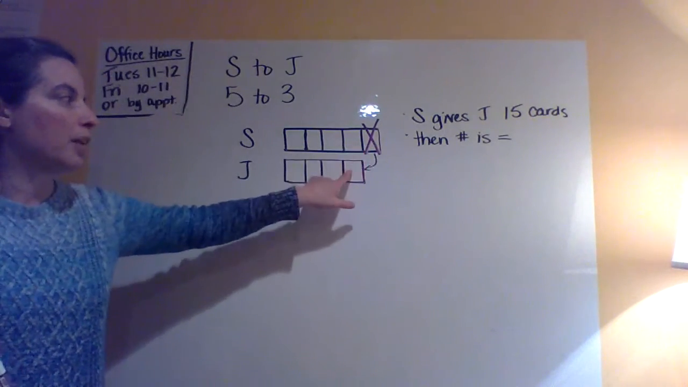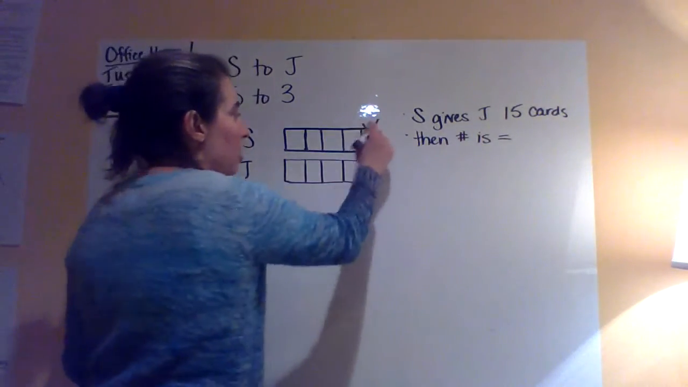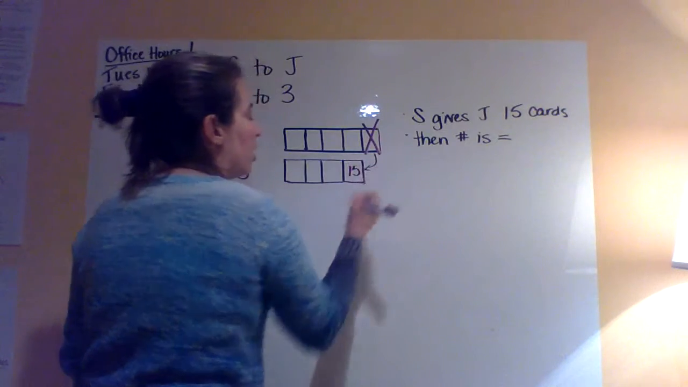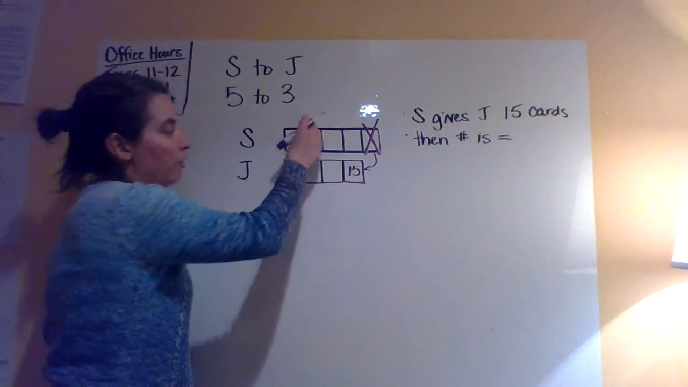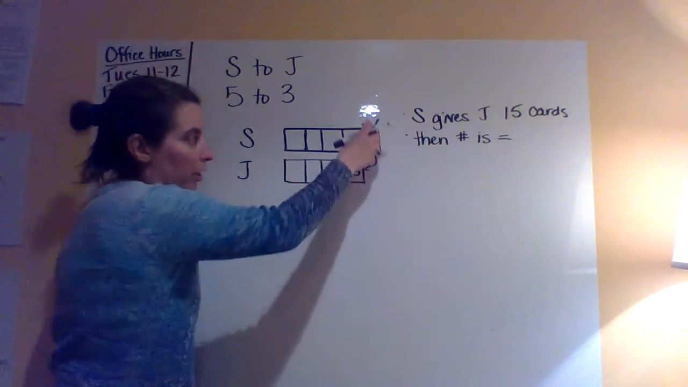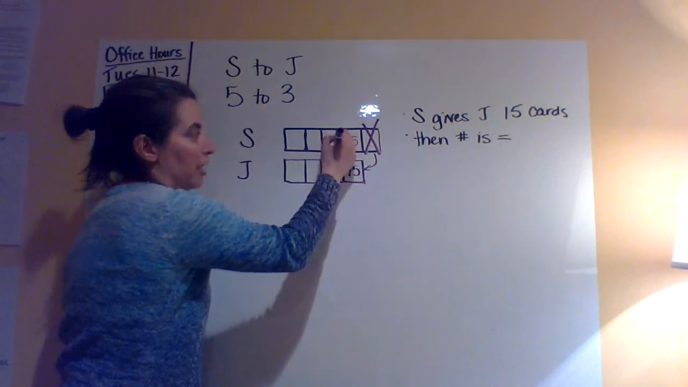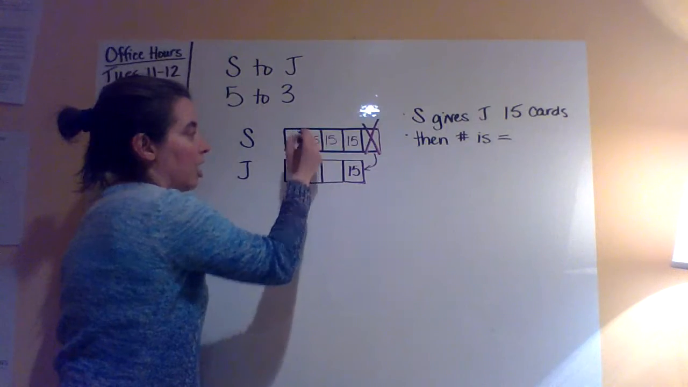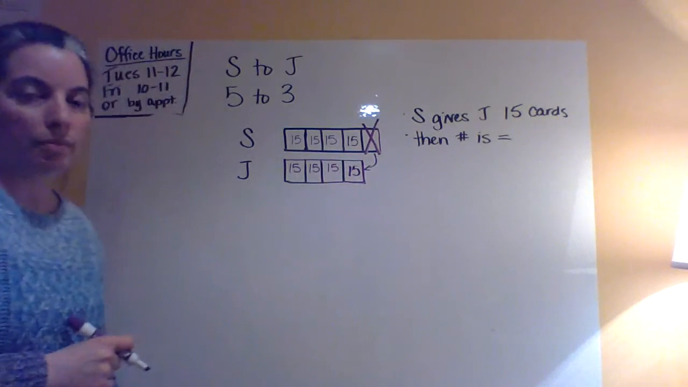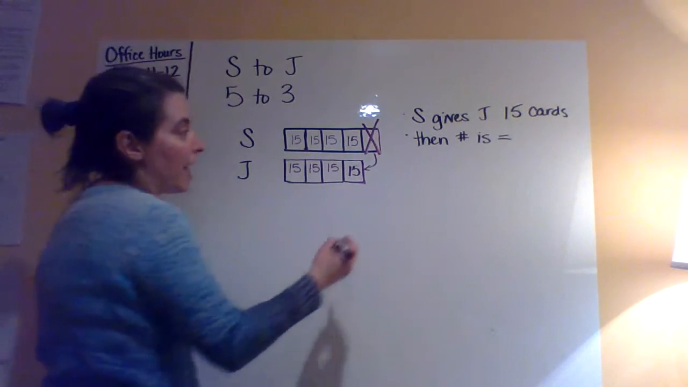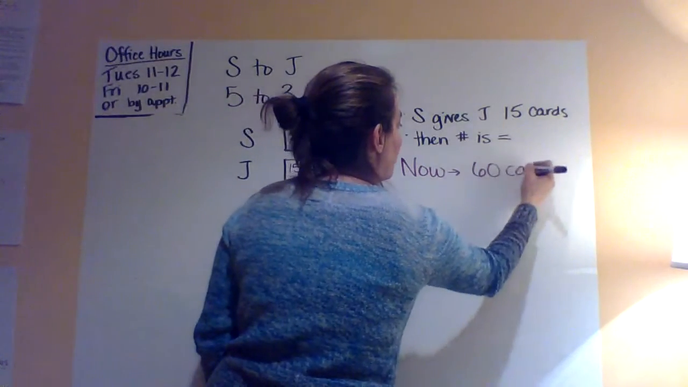Well, how do I know how many cards this is? It says up here. Shantae gave Jessica 15 cards. So this little pile of cards that she handed over was 15. Well, we know that in this ratio, all of these portions have to be the same. So if this little part, 1/5 of hers, was 15, then all of these parts of hers had to be 15. And all of Jessica's had to be 15. Okay. How many do they have now? Now, they each have 60 cards.